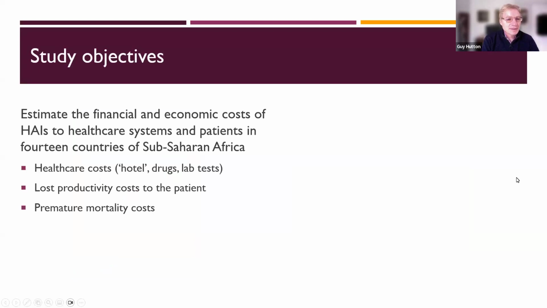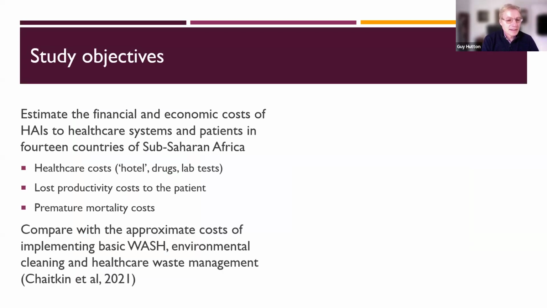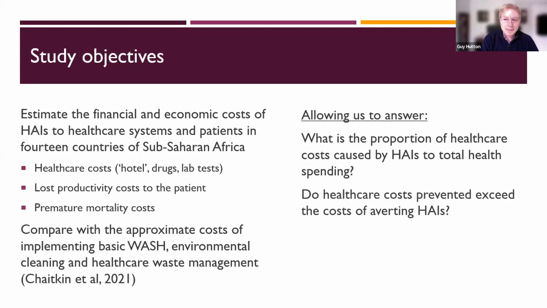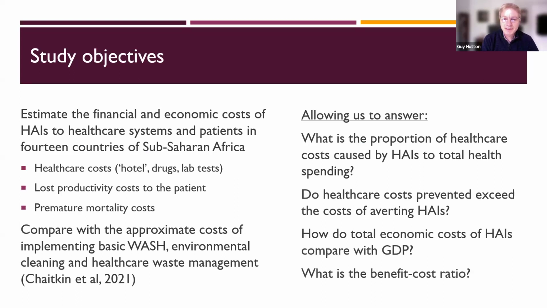So what are the study objectives? To estimate the financial and economic costs of healthcare-associated infections to health systems and patients in 14 countries of sub-Saharan Africa, covering these areas. We can compare the costs of inaction with the costs of implementing to estimate the cost benefits. And so we also can see what proportion of healthcare costs are due to these. What is the percentage of GDP for the overall costs, the economic costs, including costs of premature mortality and productivity losses, and eventually to estimate the benefit cost ratio.